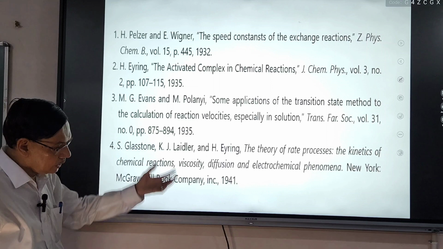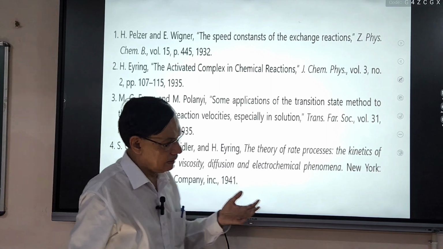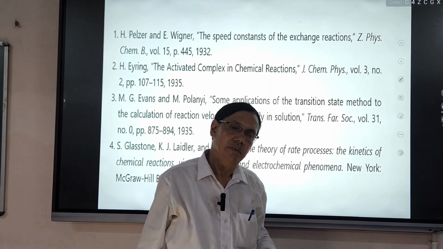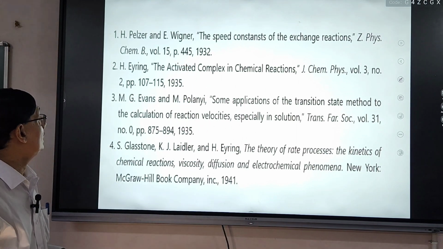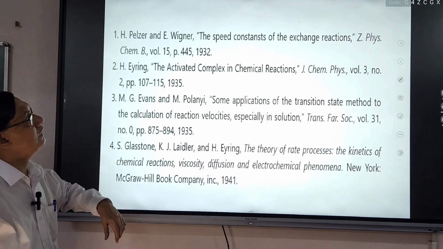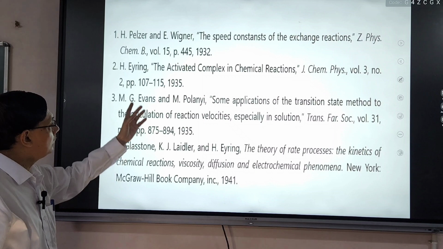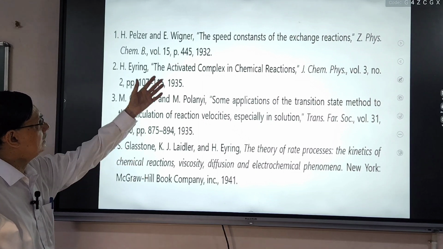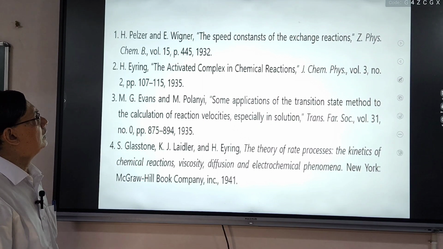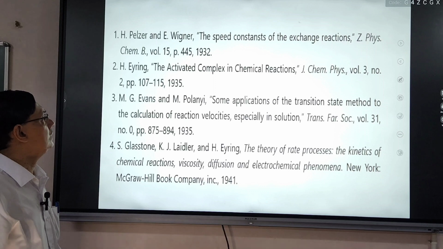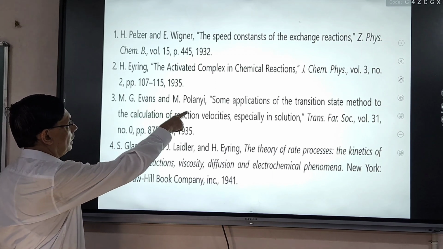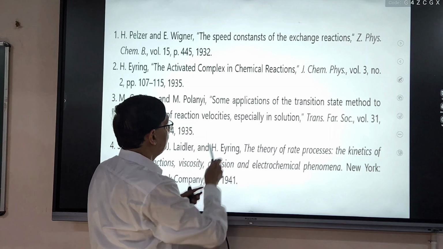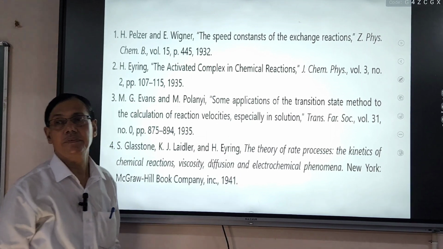Similarly, I also told you that not only Eyring but M.G. Evans, Michael Polanyi, as well as E. Wegener and Pelger also contributed, because they also published a paper in the year 1932 related to speed constants and other things. And M.G. Evans and Polanyi gave some applications of the transition state theory.